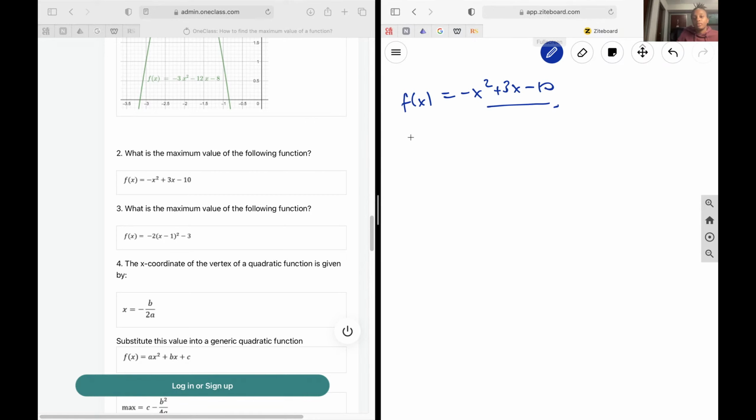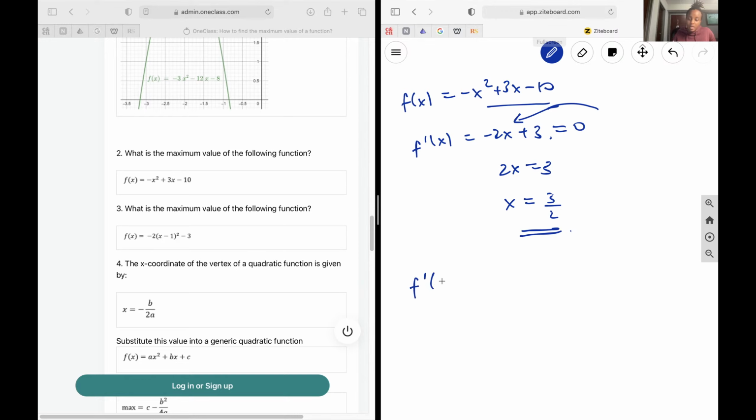The derivative of the function will be negative 2x plus 3. We're going to set that equal to 0 as I discussed earlier. I'm going to move the 2x over, so I get 2x is equal to 3, and so it will be at x is equal to 3 over 2. Now let's examine points before and after that on my derivative. So f prime of, let's try, so this is equal to 1.5.